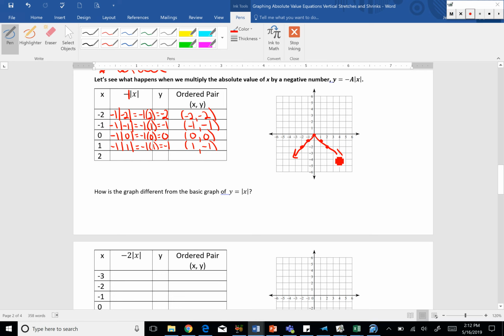So what did multiplying by the negative do? What happened to our v? It went upside down. What does it mean for our slope? What's the slope on my right side now? Now we're going down 1, right 1. If I go down and then right, that's a negative 1.